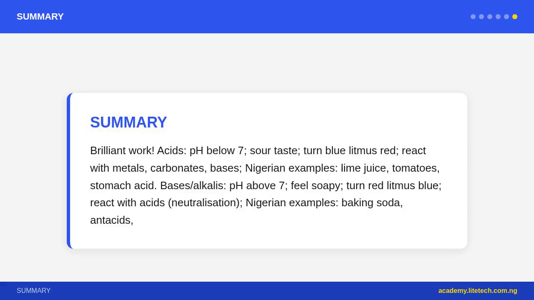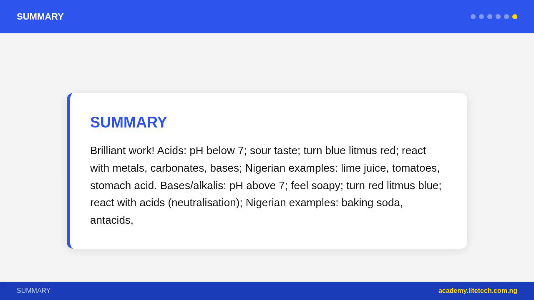Brilliant work. Acids: pH below 7, sour taste, turn blue litmus red, react with metals, carbonates, bases. Nigerian examples: lime juice, tomatoes, stomach acid. Bases/alkalis: pH above 7, feel soapy, turn red litmus blue, react with acids. Nigerian examples: baking soda, antacids, cocoa pod ash. pH scale: 0 to 6 acid, 7 neutral, 8 to 14 alkaline.